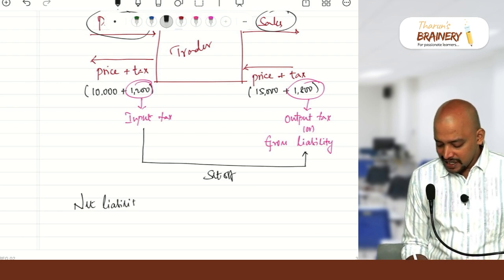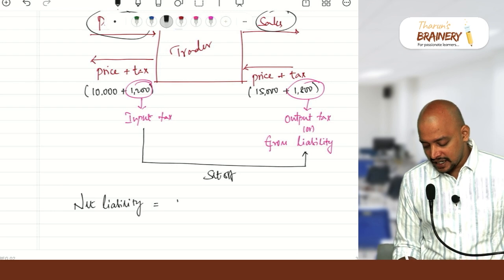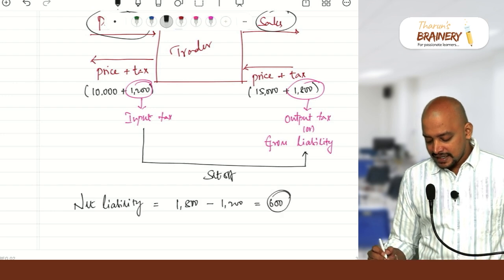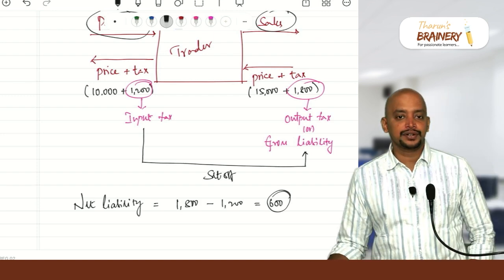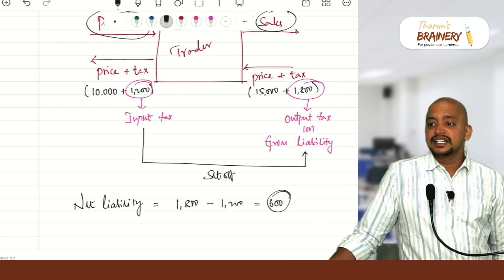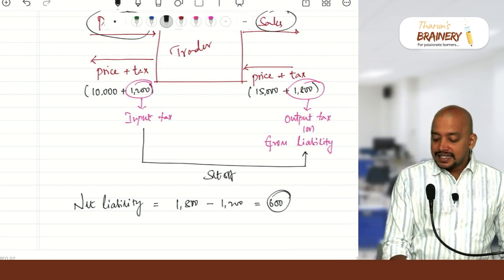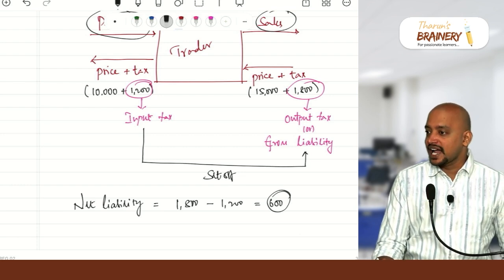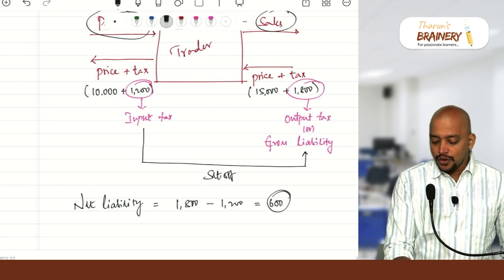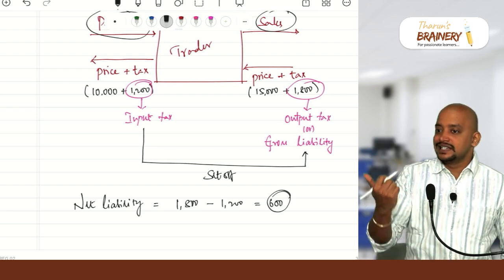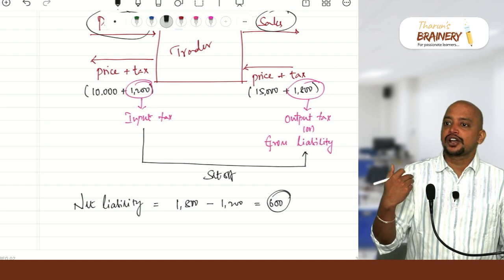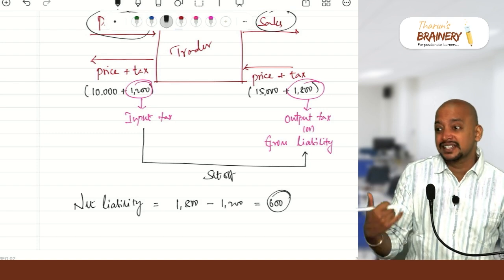Net liability is 600. How did we get 600? 1800 minus 1200, that is 600. 600 is the net liability payable to government. You understood? This is known as input tax adjusted against the output tax liability. So this 1200 is input tax and it will be like a credit, like a benefit. So it will be called input tax credit.